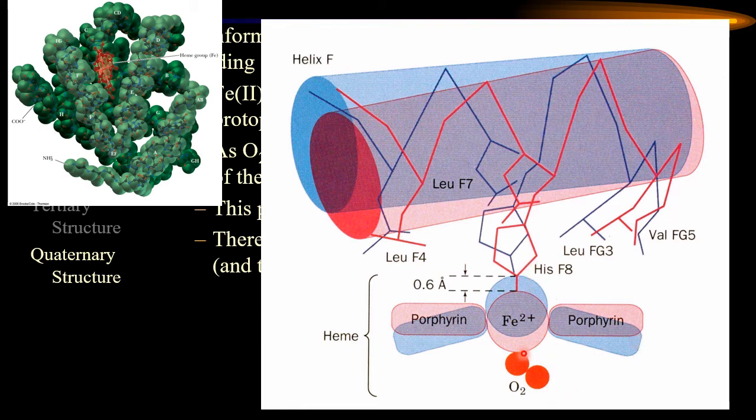Okay, so once oxygen binds, the iron gets pulled. So it's now on the plane of the porphyrin ring, and then it pulls the F helix. So originally farther, and then it's now closer.